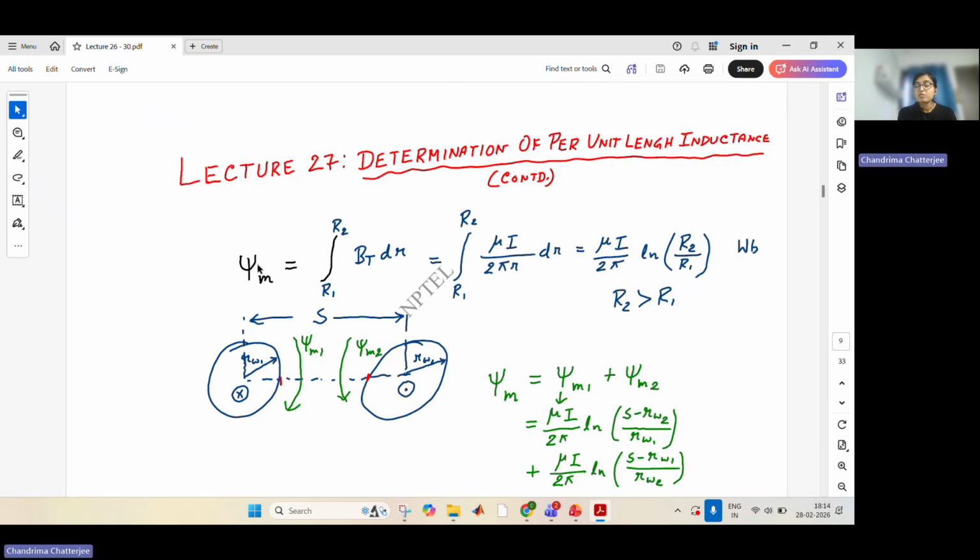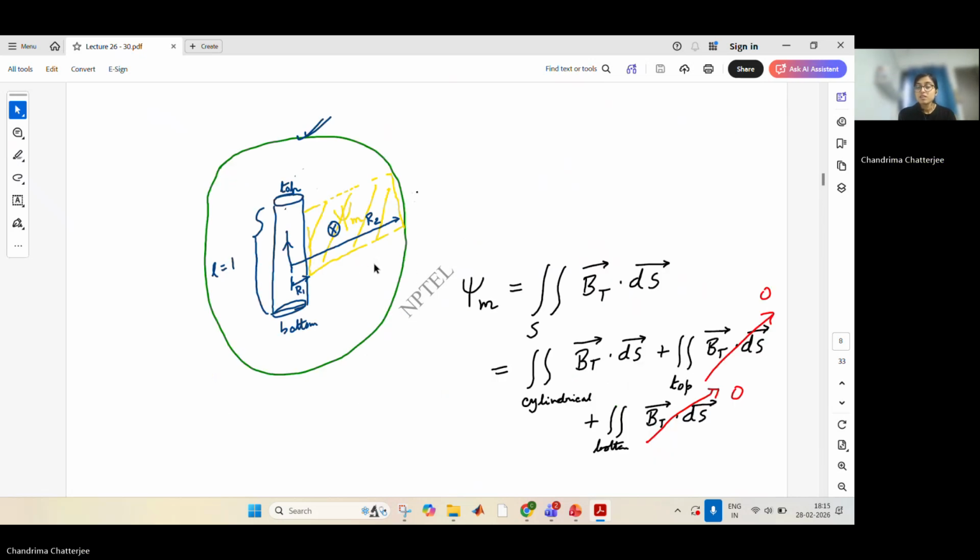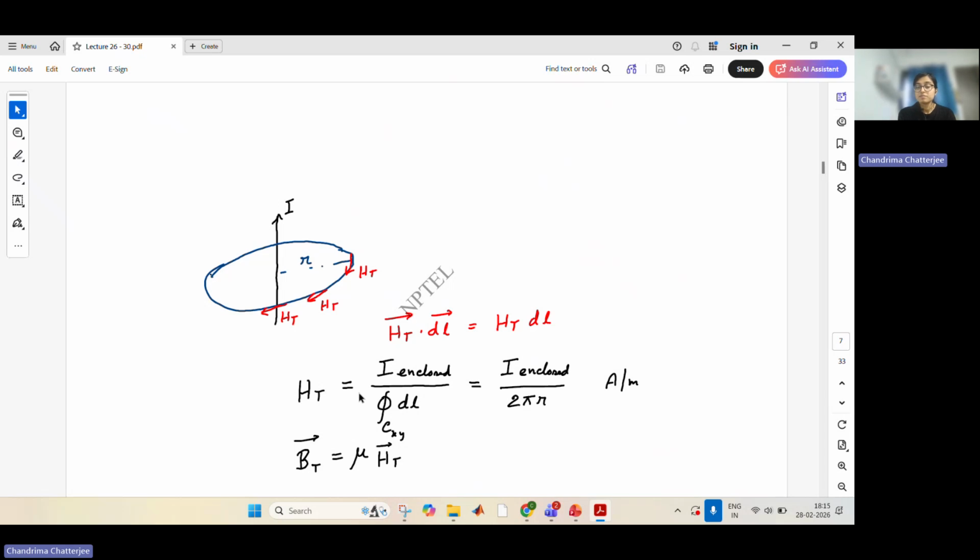And what is the flux? Flux is the integral of BT dr. And where is this BT coming from? It is coming from here. Suppose there is a circular cross section of the conductor, and HT, the magnetic field intensity, is tangential like this, and r is the radius of this conductor.